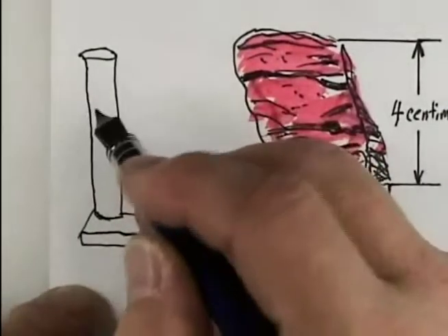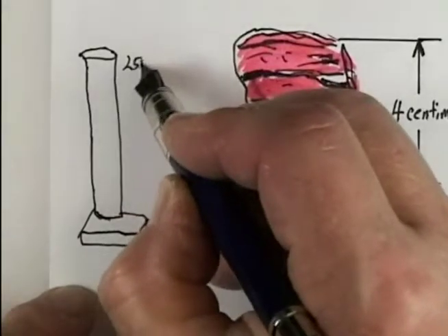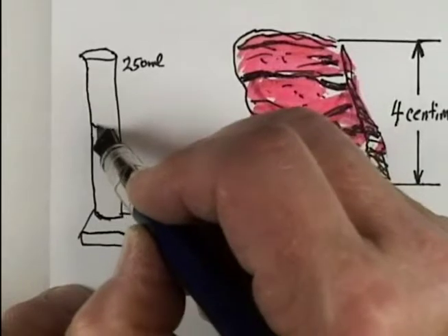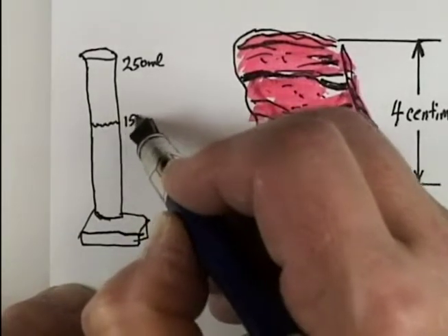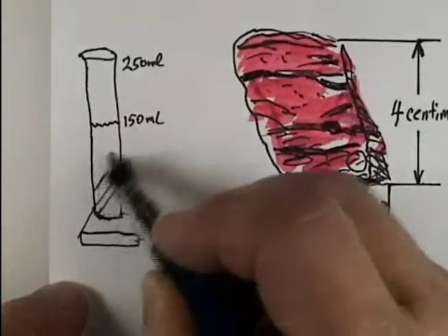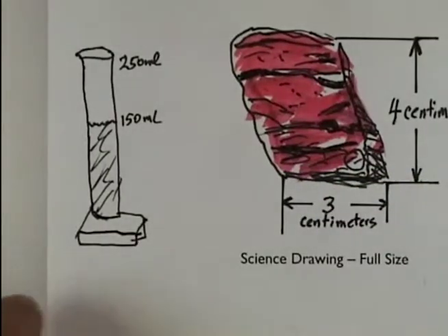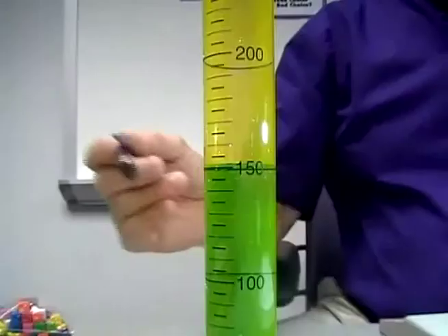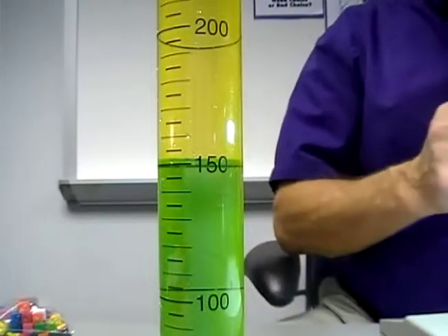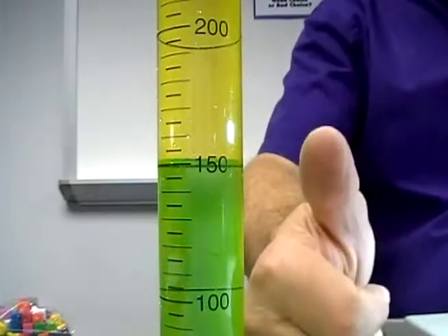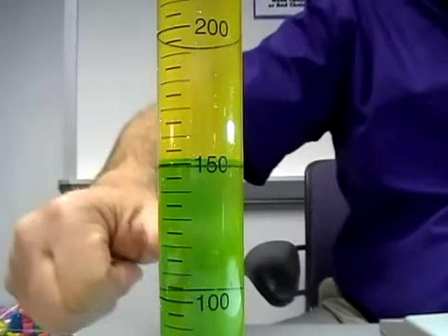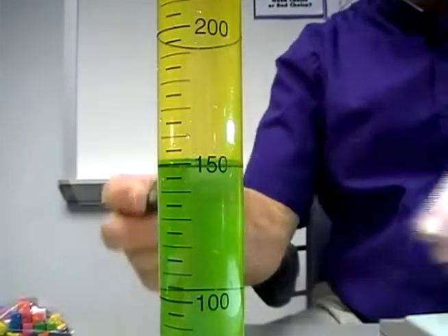And it goes up to 250 milliliters. And right now, I put liquid in at 150 milliliters. Okay? So there's my liquid at 150 milliliters. You can see it right here. Okay? What's your prediction? When I put the rock in, is the water going to go up, stay the same, or go down? Let's find out.